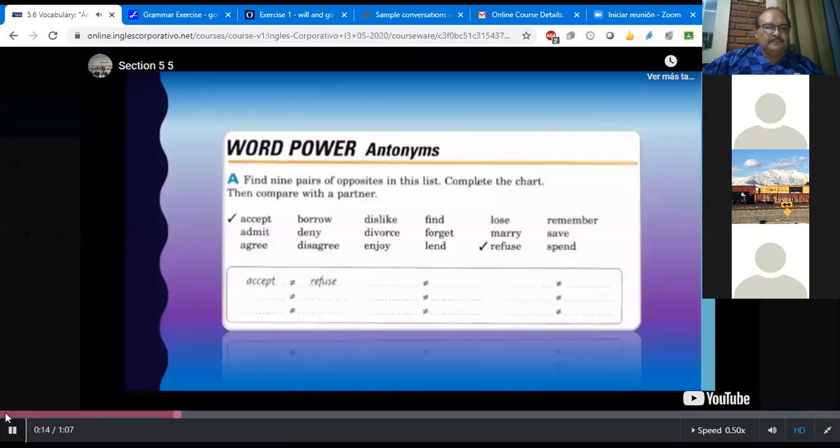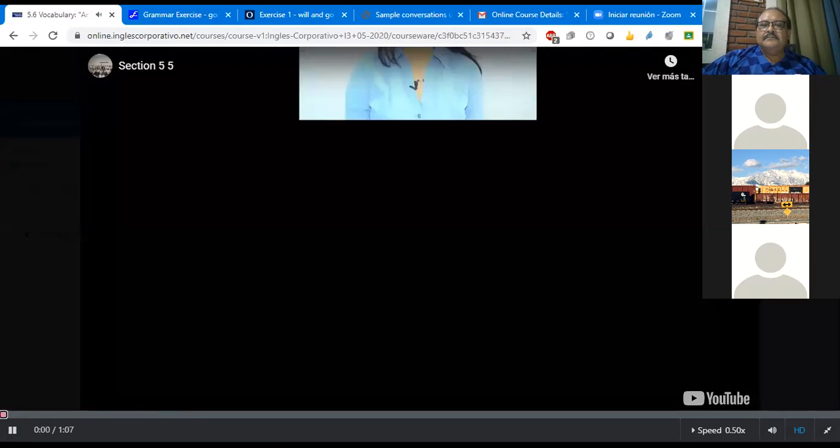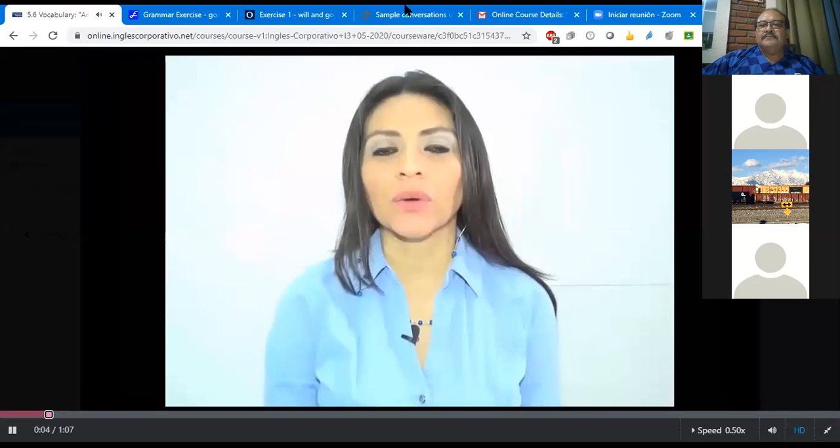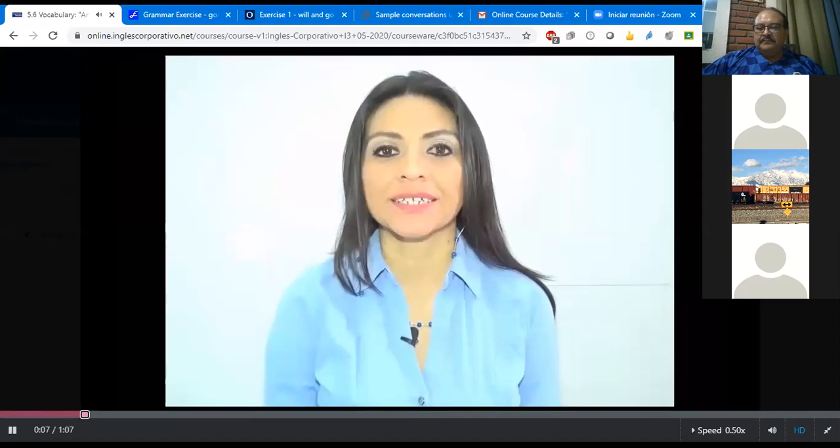To know about antonyms and synonyms help increase your vocabulary. Take a look at the following antonyms and find its opposite. Listen carefully and repeat.